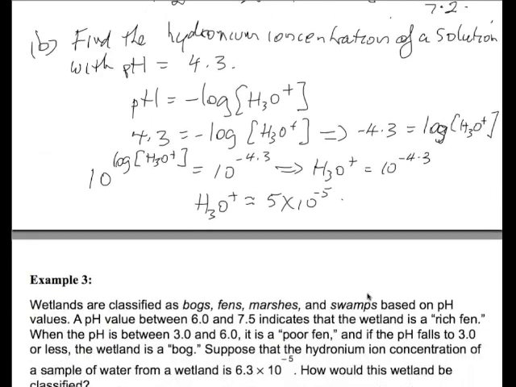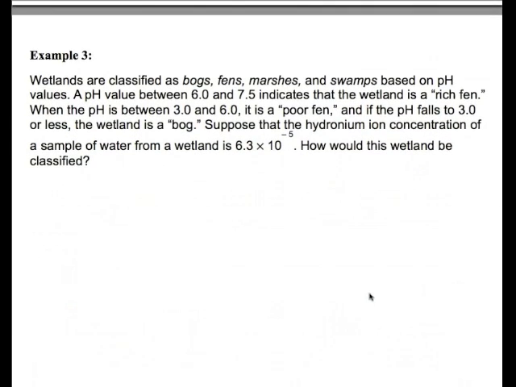The next one is, how do we use this? Well, in land resources, we have classifications of what's called wetlands. These can be classified into different kinds: bogs, fens, marshes, actually 4, swamps. These are all based on the pH value. A pH value between 6 and 7.5 indicates the wetland is a rich fen. When the pH is between 3 and 6, we have a poor fen. When the pH falls to 3 or less, the wetland is a bog.